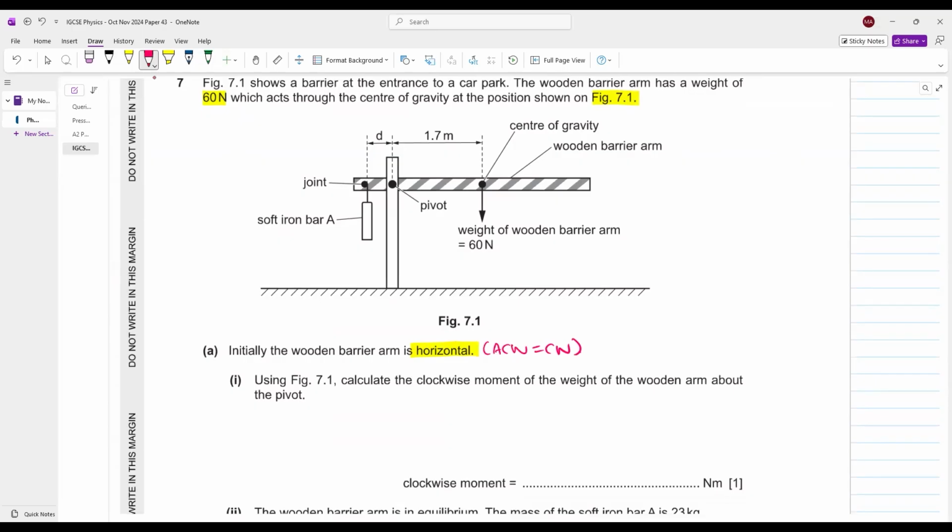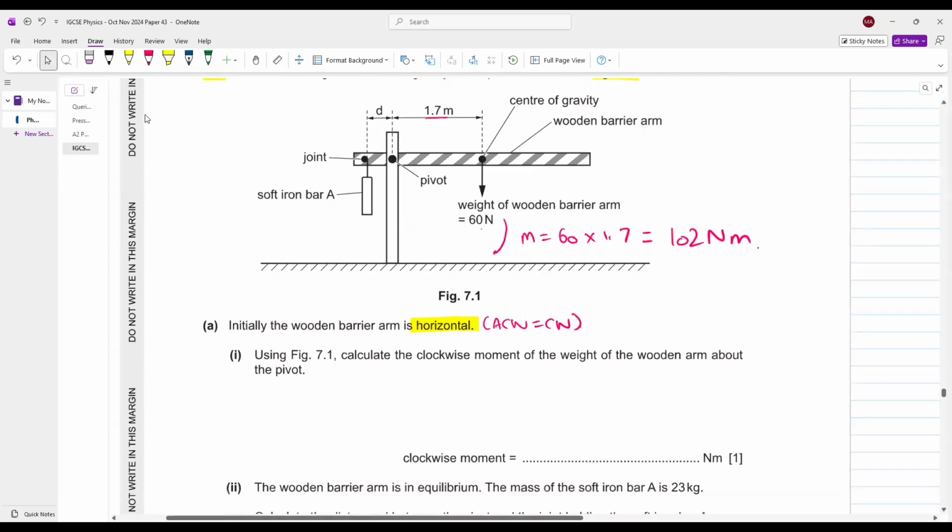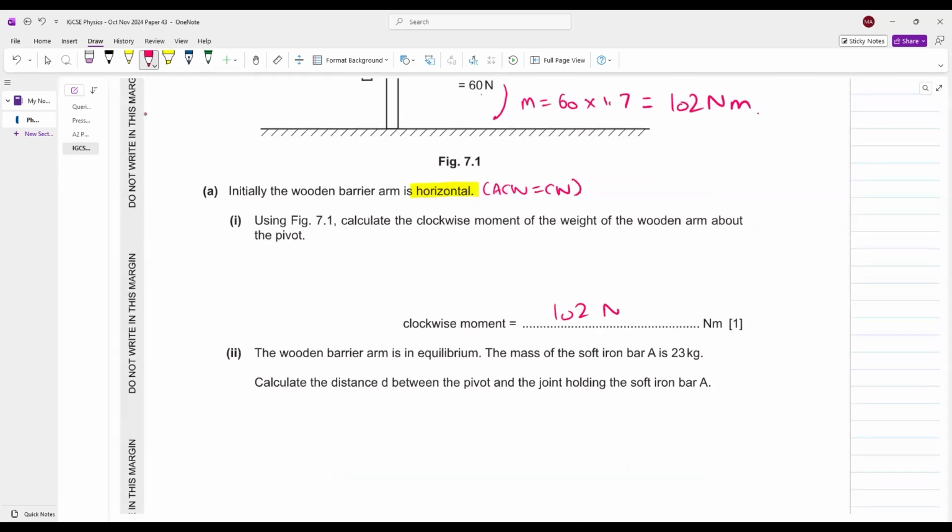Using figure 7.1, calculate the clockwise moment of the weight of the wooden bar about the pivot. So you have to calculate the clockwise moment due to this 60 Newton ka weight. The 60 Newton is acting downward. Distance from the pivot is 1.7. Can you calculate the moment? 60 into 1.7. What does your clockwise moment come out to be? हाँ जी, clockwise moment क्या आ जाता है? 60 into 1.7 comes out to be 102 Newton meter. You can write here: the wooden barrier is in equilibrium. That means anti-clockwise moment is equal to clockwise moment.